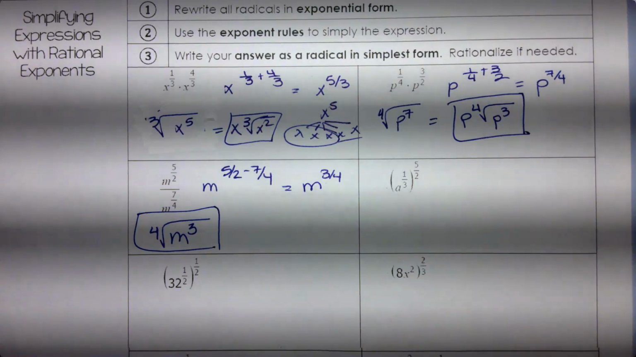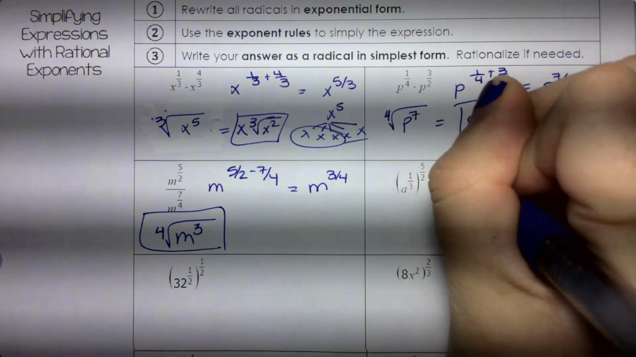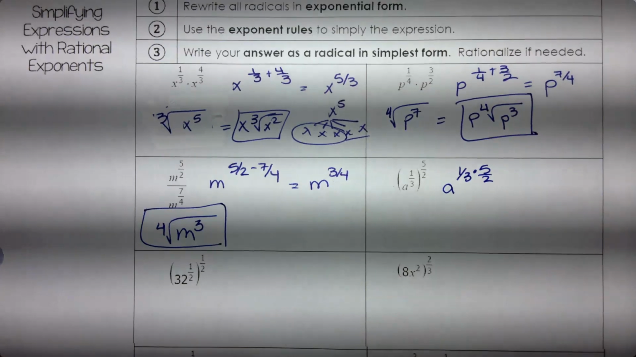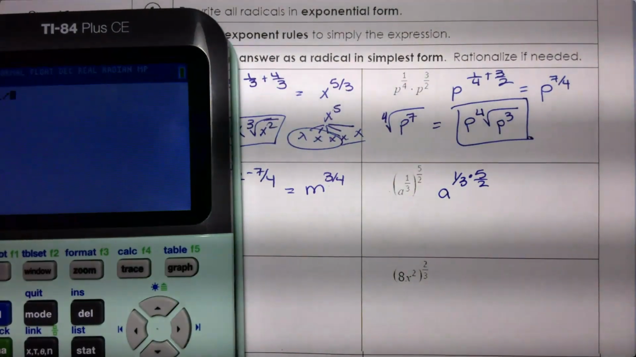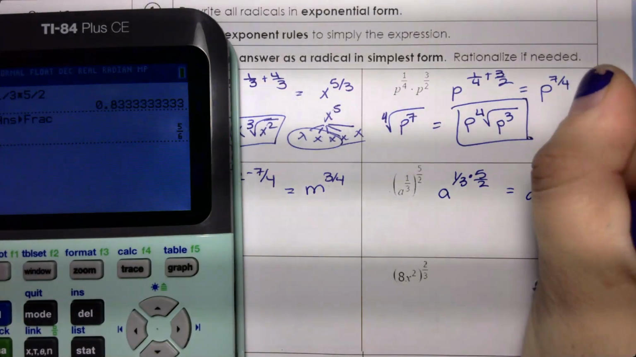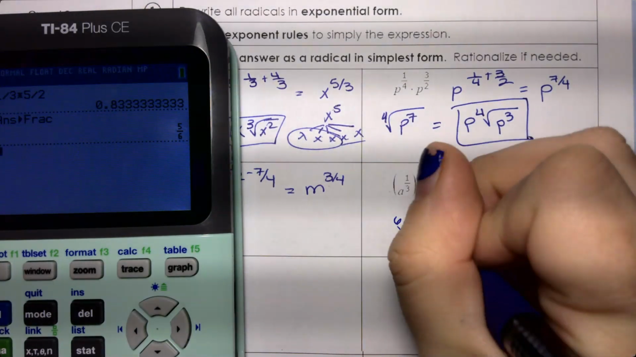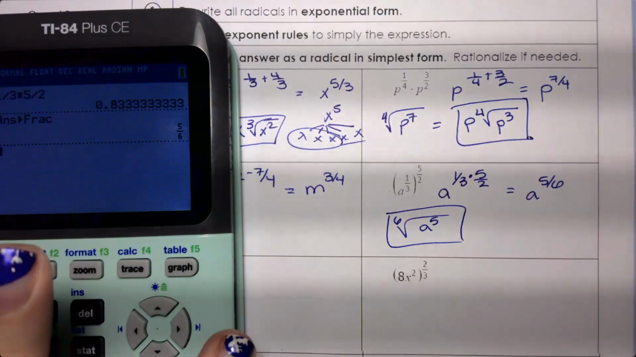When I have a fraction to a fraction, I multiply. So 1/3 times 5/2 gives me 5/6. So I can rewrite. 6 goes in my index. 5 is my exponent on the a. Can't simplify, so that's my final answer here.